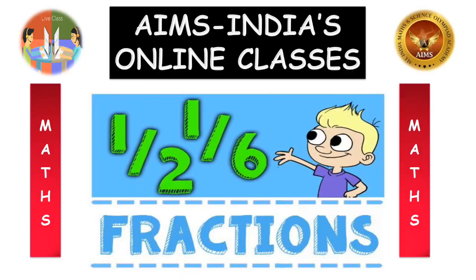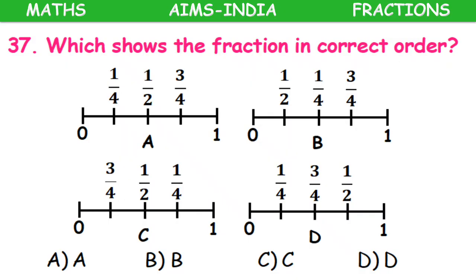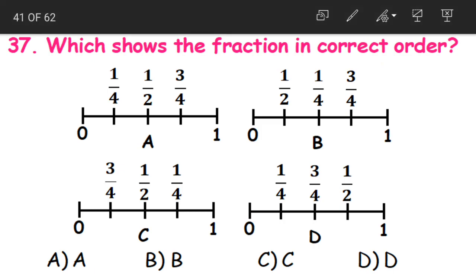So in the previous class we discussed previous year questions from 21 to 40. From that I felt that I did not explain question number 37 in an easy way, children. Now what is this? We have three fractions here, 1 by 4, 1 by 2 and 3 by 4.